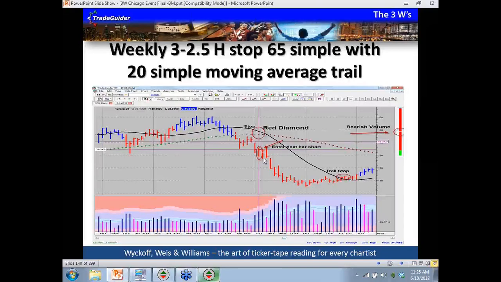But here's an idea of locking it in a little quicker with the 20 if you don't have the 8-stop set up. Again, it flipped. Bearish volume. Let's go with the trend. It broke a pivot level here. See this background here? There's a pivot. Well, it broke below that level. So that's good stuff.